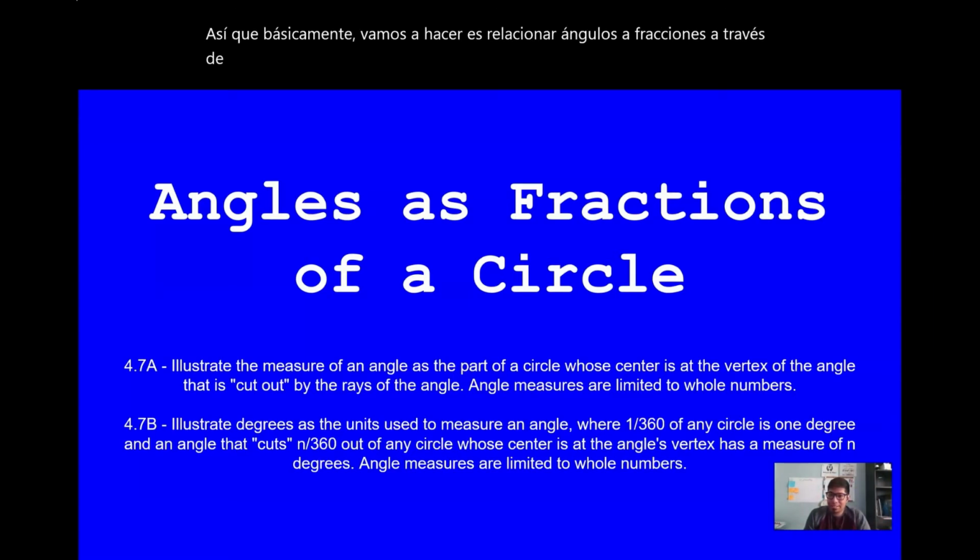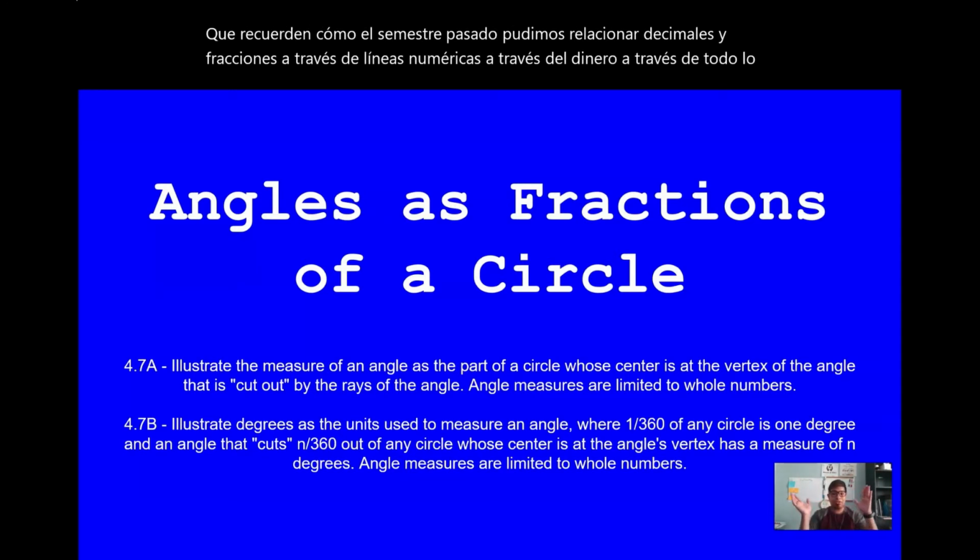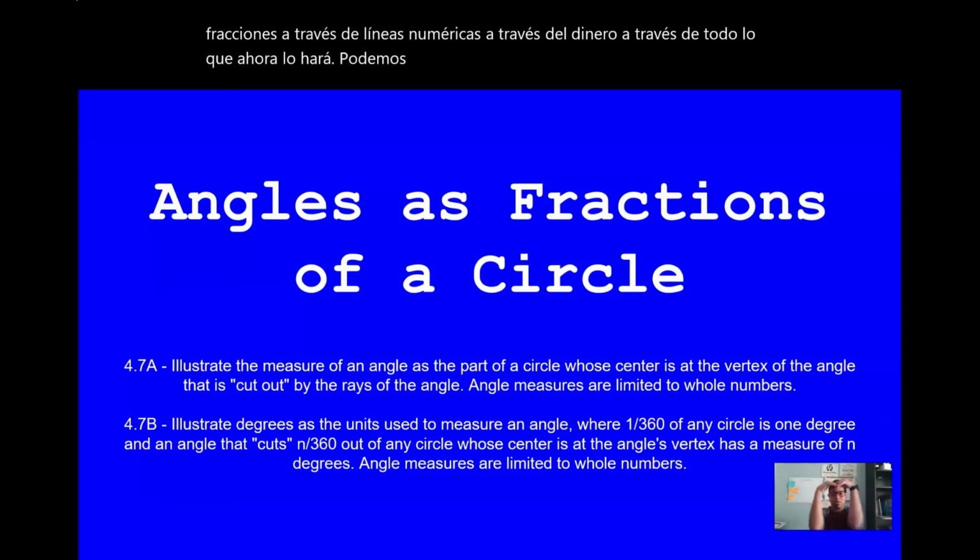So like I said in one of the last videos, remember how last semester we were able to relate decimals and fractions together through number lines, through money, through everything? Well, now we're going to relate angles and fractions through a circle. It's a circle of life. I don't know how to make a circle. Right there. There you go. Okay.